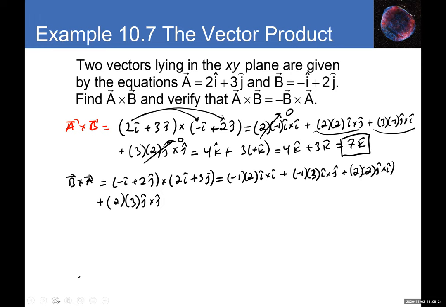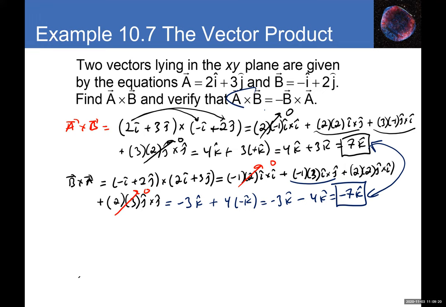Again, I can see that i hat cross i hat is zero and j hat cross j hat is zero. Then the term that survives is negative 3 times i hat cross j hat, which gives k hat, so negative 3k hat. Then plus 2 times 2 is 4, and j hat cross i hat gives negative k hat, so negative 4k hat. Altogether that is negative 7k hat, which you can see is exactly opposite of A cross B. That's why A cross B equals negative B cross A.